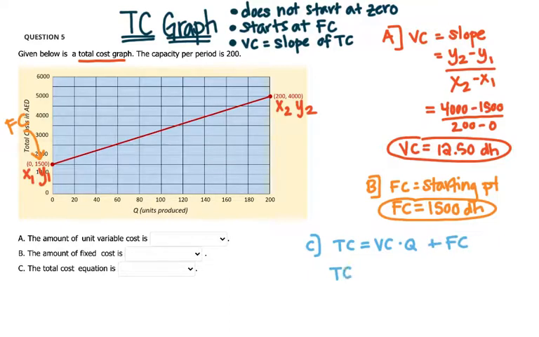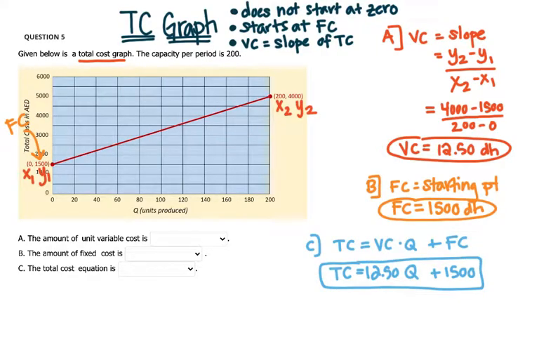And if they want the full equation, it means we leave the Q. So it's 1250 times quantity plus 1,500. That's how you find all that information just by looking at the cost graph.